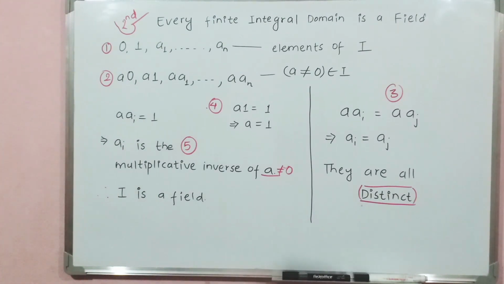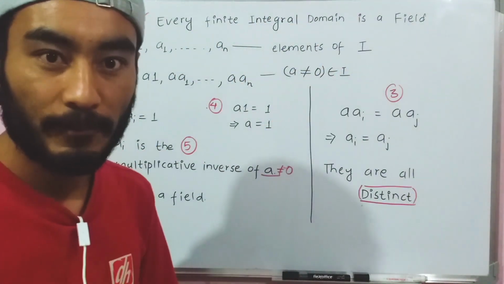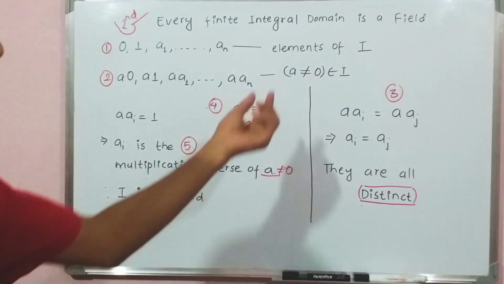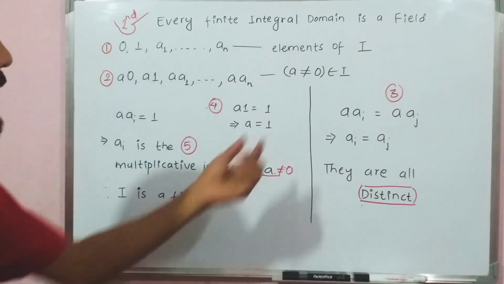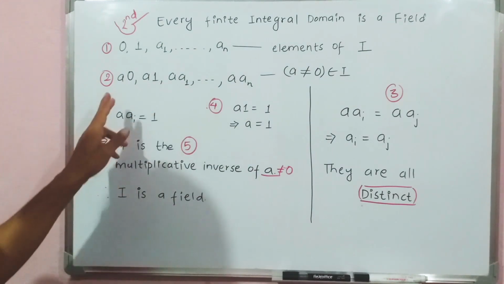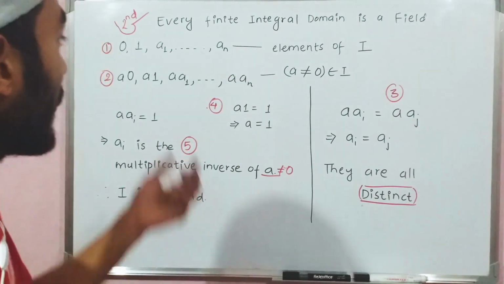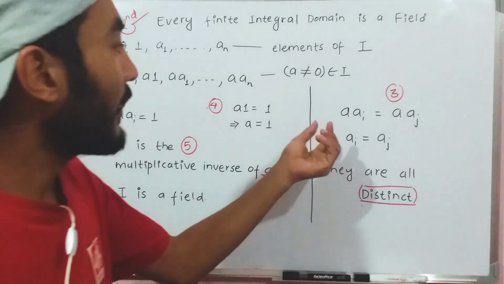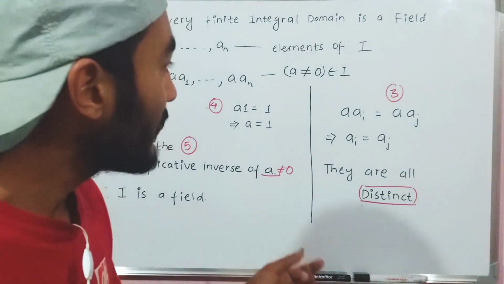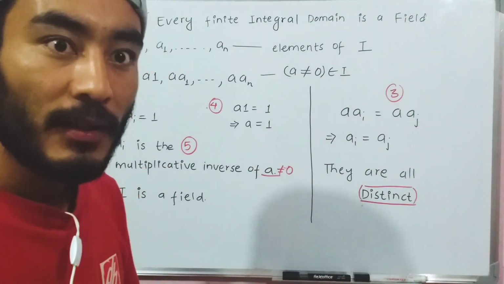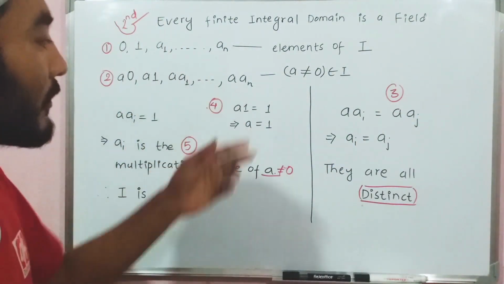First, let 0, 1, a1, ..., an be the elements of the finite integral domain I. Second, suppose a not equal to 0 is an element of I and we multiply each of these elements by a to get these elements a0, a1, a a1, ..., a an. Third, if possible, let any two of these elements be equal, say a ai equals a aj. In that case, ai equals aj from the left cancellation law since I is an integral domain. This shows a ai is not equal to a aj for i not equal to j, so all these products are distinct.